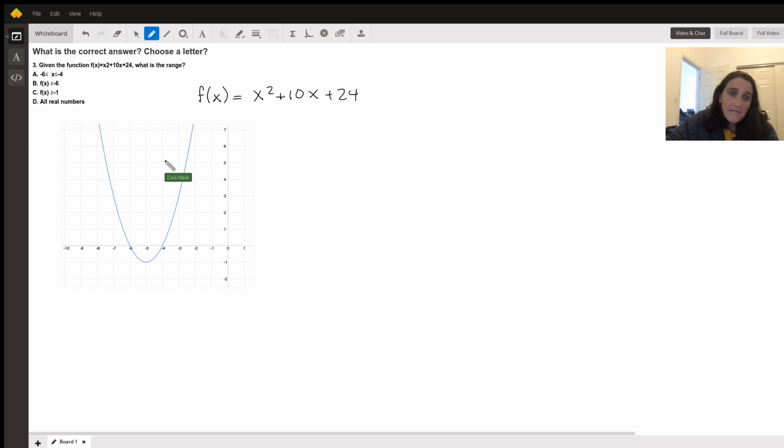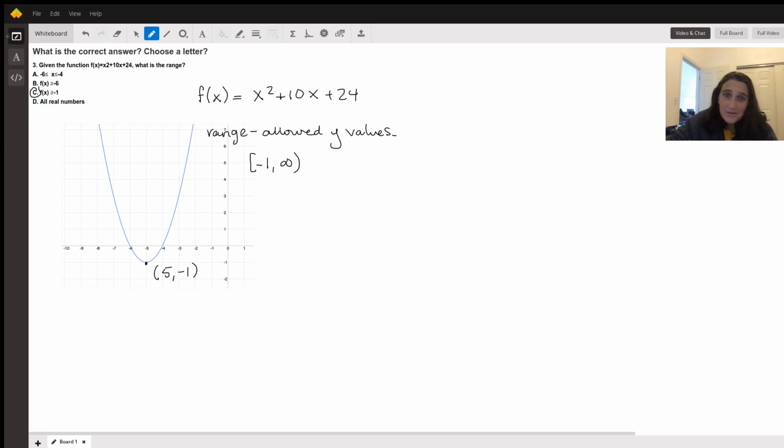If I look at the graph, we remember that the range is the allowed y values. It looks like all of our y values above -1, which is the bottom of that parabola, are allowed. So our range should be from -1 all the way up to infinity, because this parabola is going to keep going on and on forever. I'm going to note here that this vertex is (-5, -1). That's the answer if you are able to use a calculator.